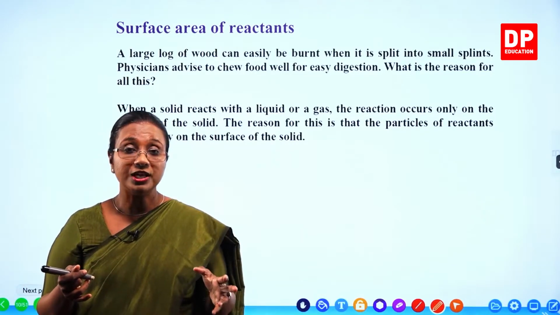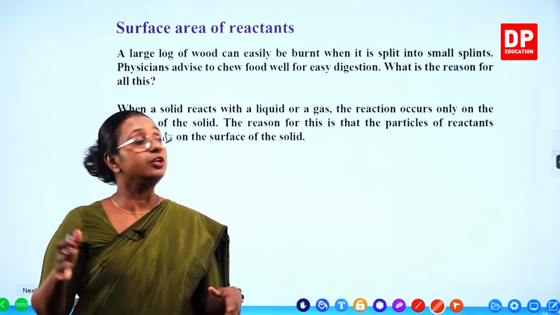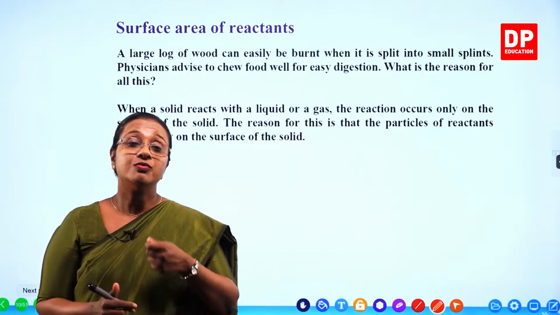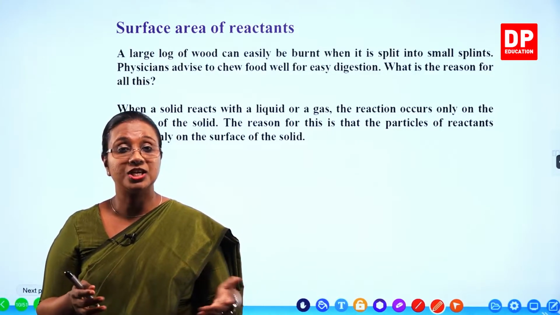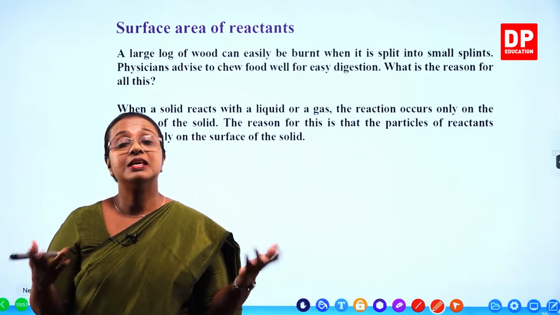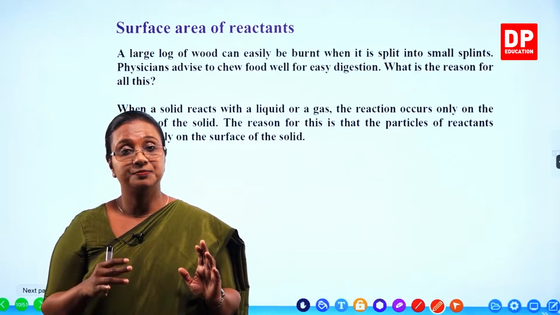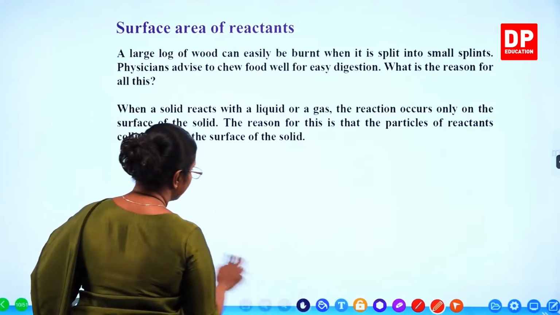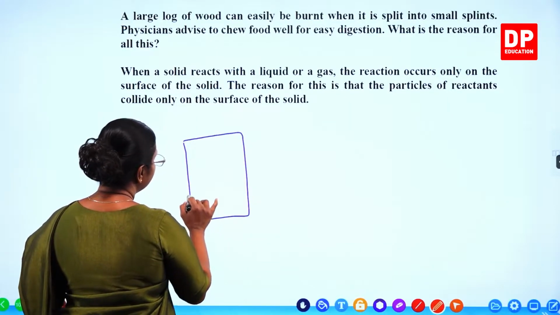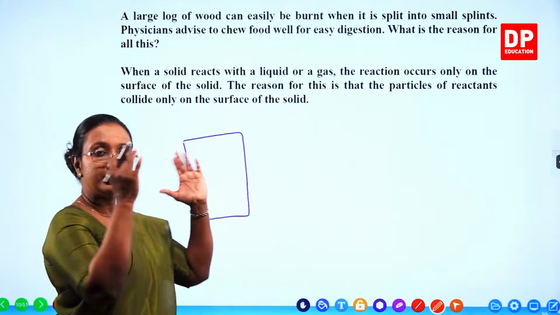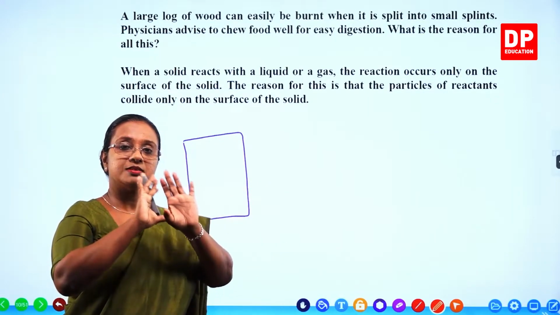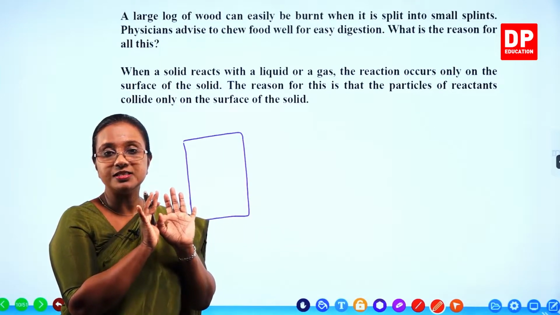So, normally what do they do? They split it into splints. Those are small sticks, small splints. So, when you use them for combustion, either in the hearth or, let's say, fireplace, it burns easily. Why is that? When you have a large log, the surface area is only the surface area. Let's say it's a cylindrical structure, the top surface, bottom surface and the surface area of the cylinder.